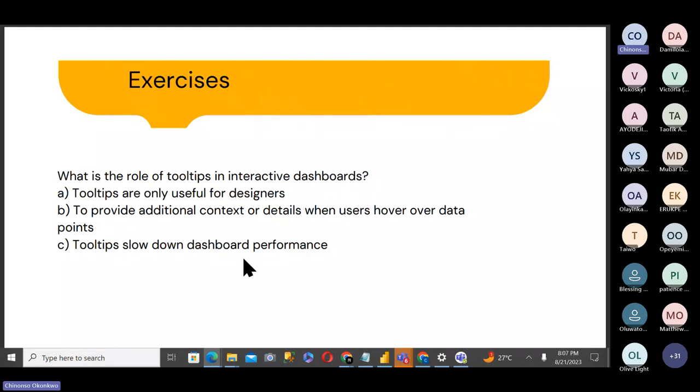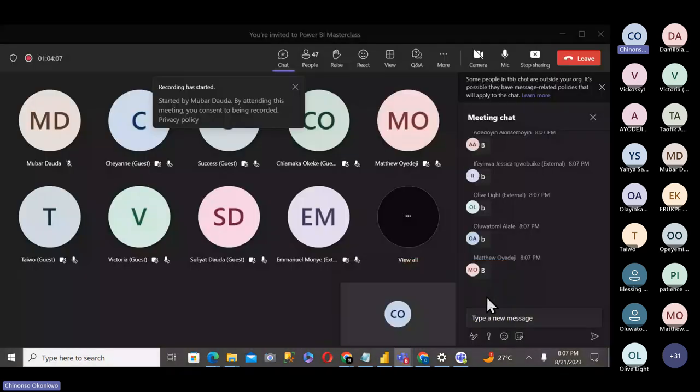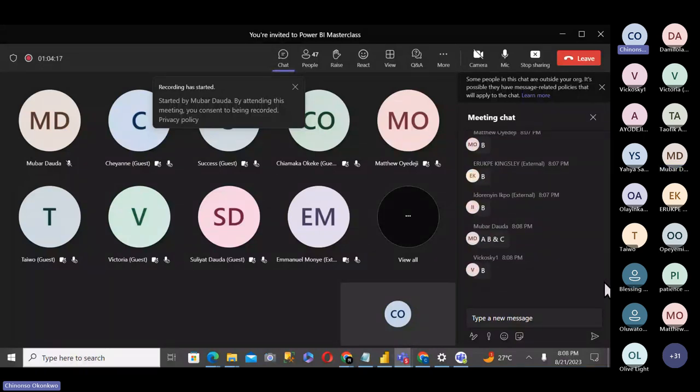Is it A, B, or C? Okay, I see B. We see B. Muba, I'm going to throw you out. Stand in one place. Let me know where you're standing. Be cool. So we see B's role.